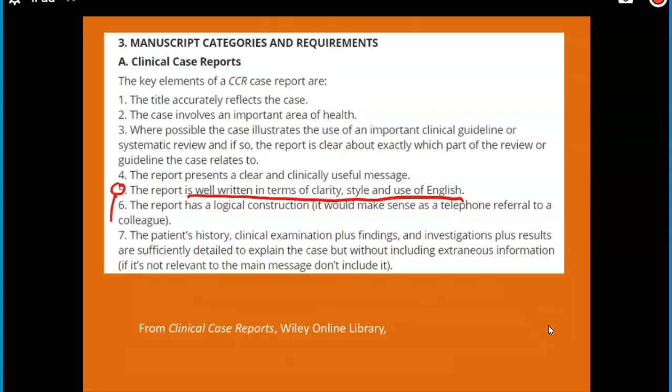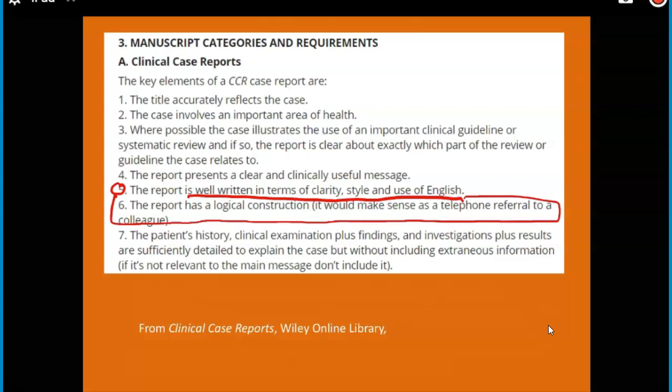But I love number 6: the report has a logical construction, and in parentheses, it would make sense as a telephone referral to a colleague, right? So again, it emphasizes the clinical nature of case reports. Clinicians write those. They're really meant to educate other clinicians, and then potentially, of course, researchers as well who work in this field.